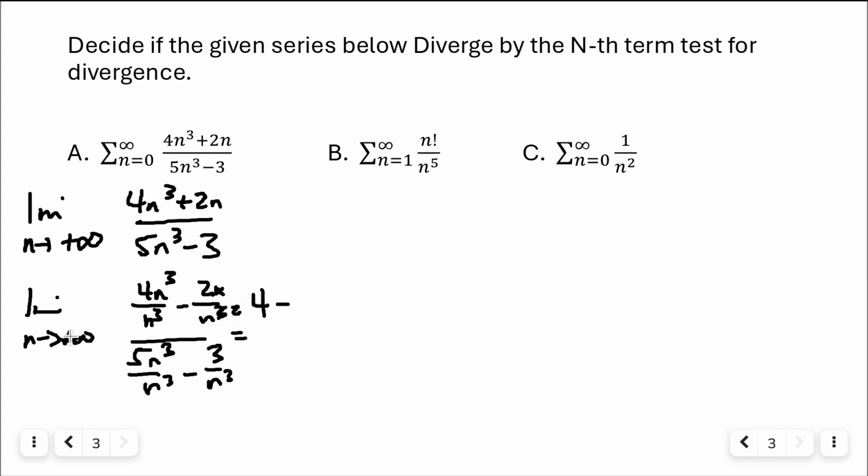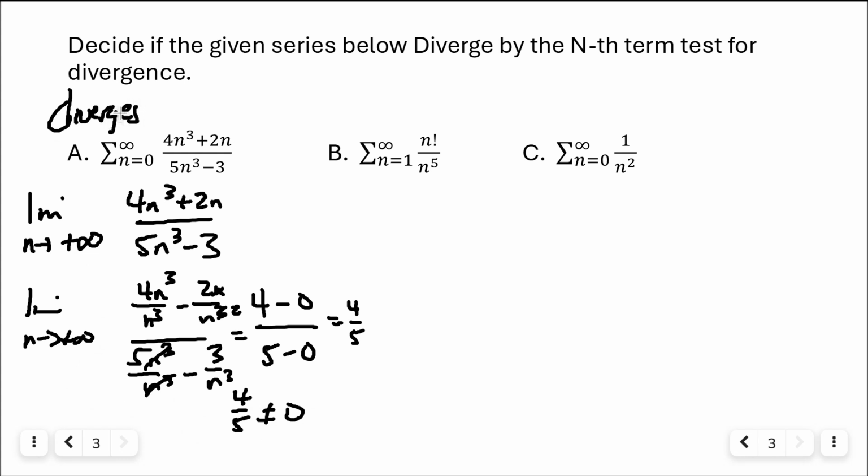That's going to give me 4 plus 2 over n squared as n goes to infinity. That goes to 0, very small. In the denominator, that's a 5 minus 3 over n cubed. 3 over something really big is also really small. That's 4/5. 4/5 does not equal 0. So this diverges by the nth term test.